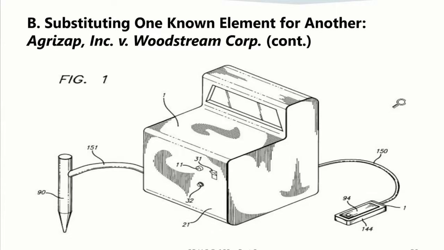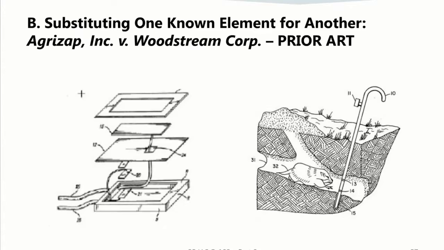Here is a figure of the claimed invention. And here are figures from the prior art. The figure at left shows the resistive electrical switch. The figure at right shows a handheld pest control device that used a mechanical switch. So why was the claimed pest control device obvious?